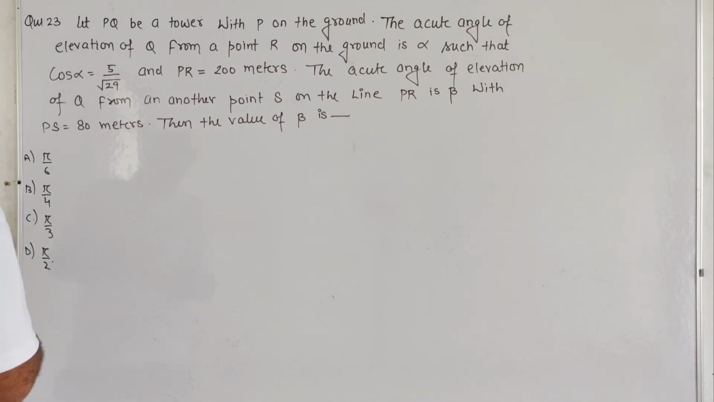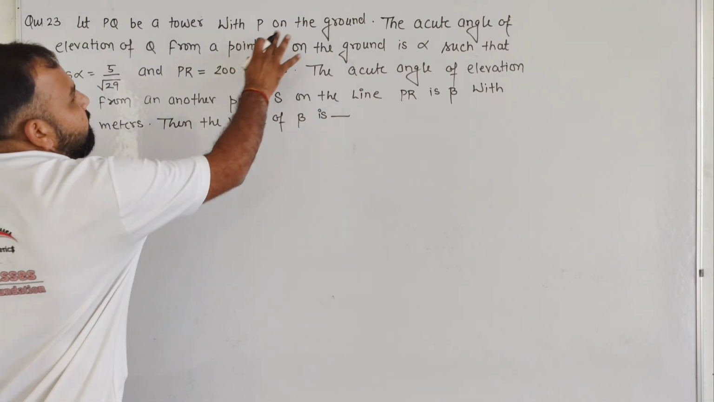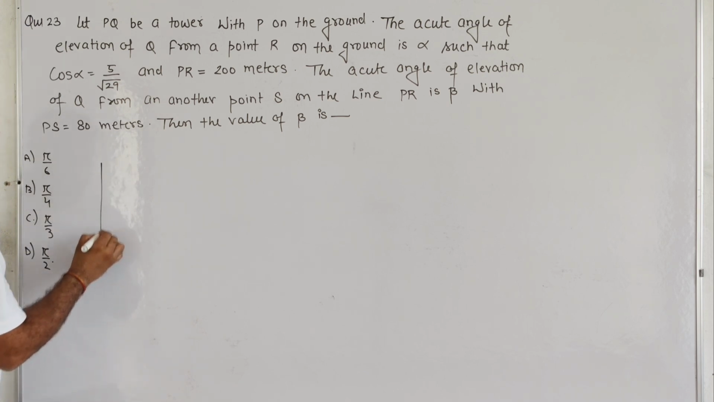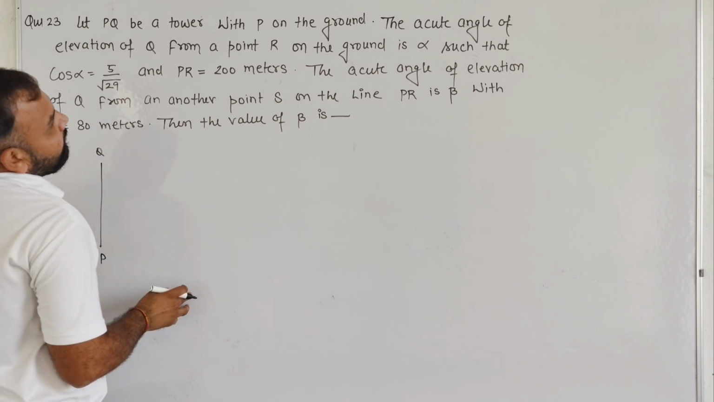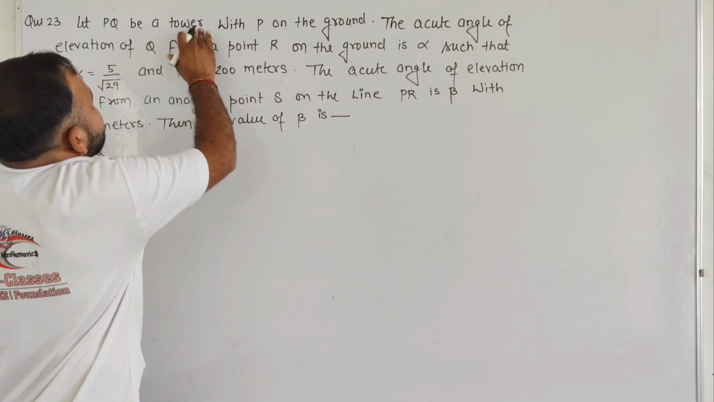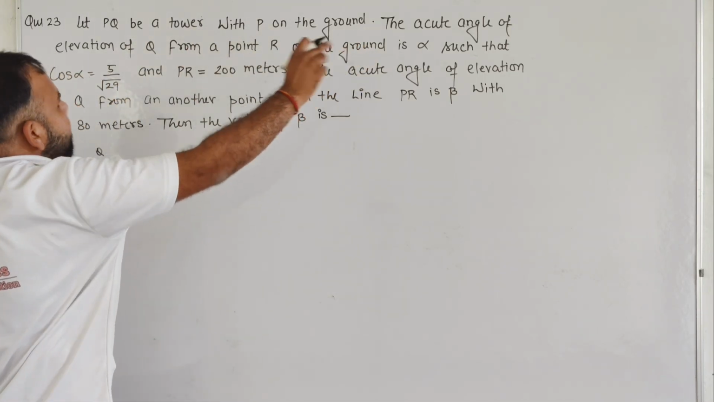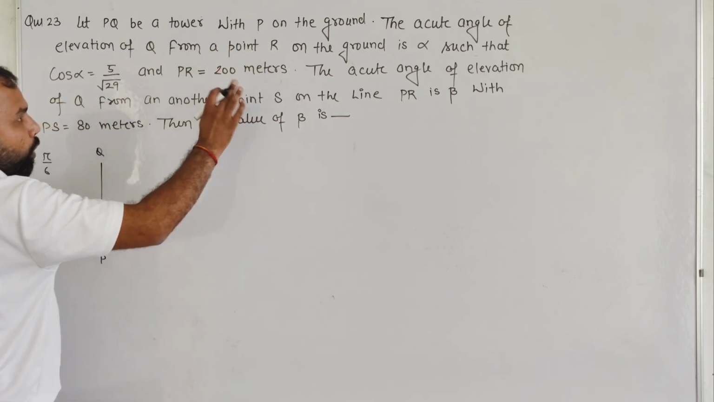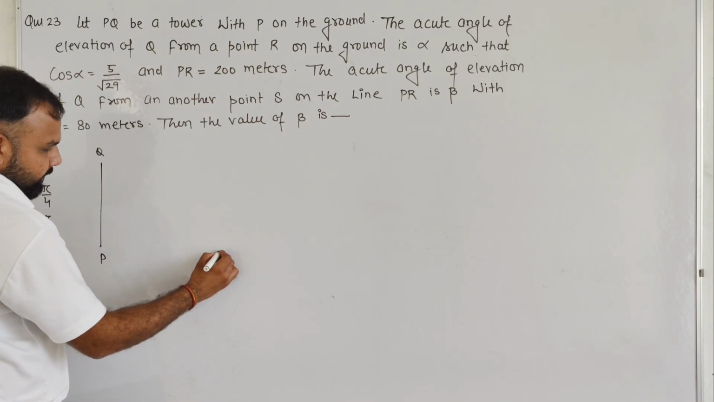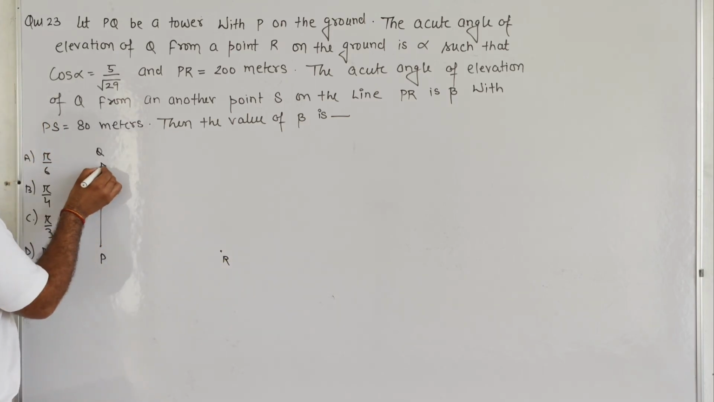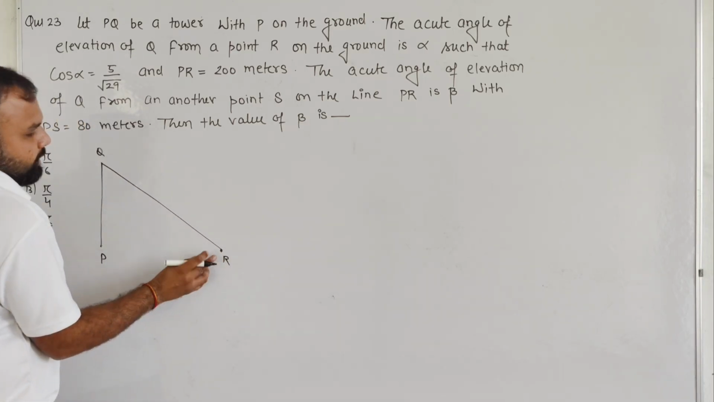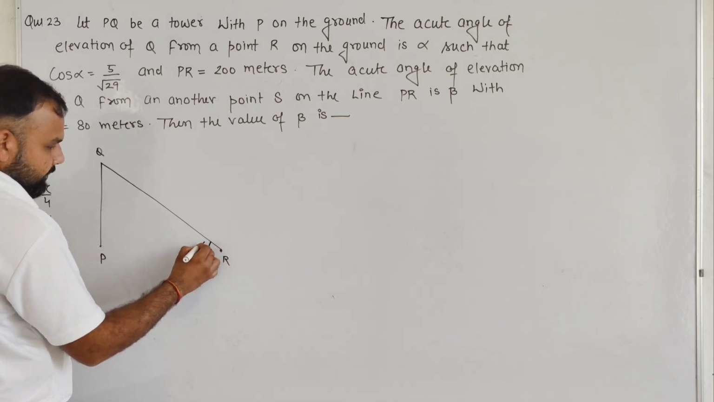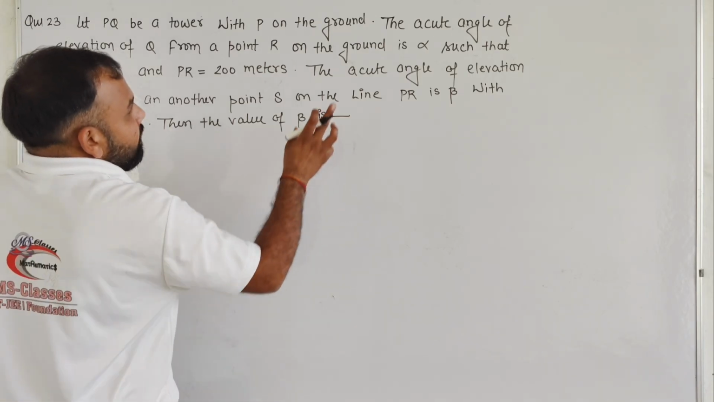In this question, let PQ be a tower with P on the ground. Basically, student, PQ is this one. PQ is a tower on the ground. The acute angle of elevation of Q from a point R on the ground. R is this point, and there is an angle of elevation at point R, and that is alpha. Basically this is alpha.